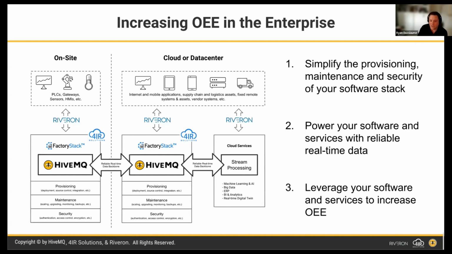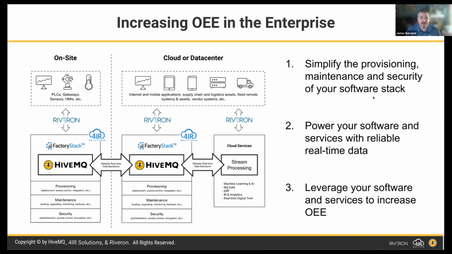increase OEE. And so there's really three pillars to this solution that we're going to be going through now. And this is really about simplifying that provisioning of that factory stack. And for that, we're going to go to James from 4IR. And then I'm going to talk about how the HiveMQ real-time data backbone can power this factory stack. And then we're going to go over to Rimas from Riveron, and he's going to talk about how they help with the integration and also at the back end in terms of leveraging this data in order to take action. So over to you, James.